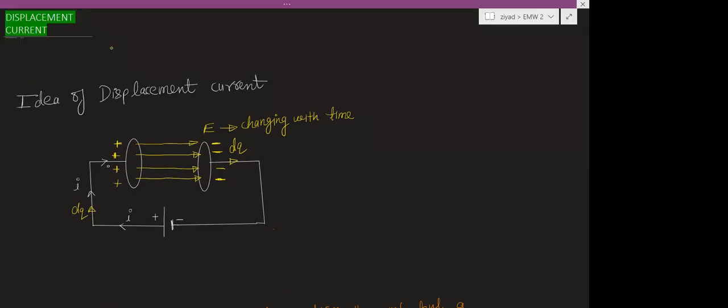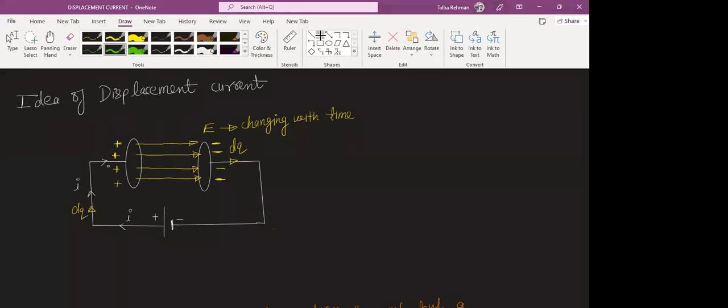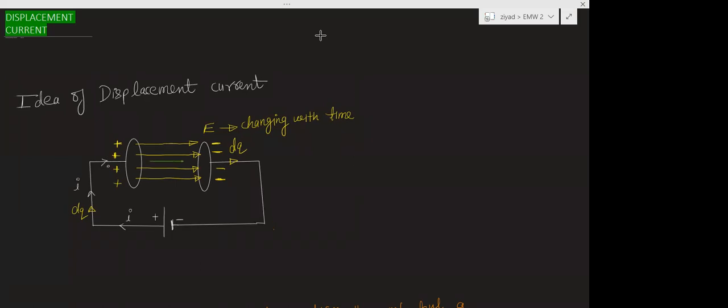So here there will be the displacement current. I am representing the displacement current as I suffix D.